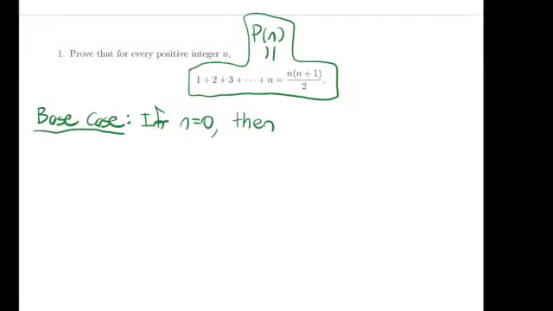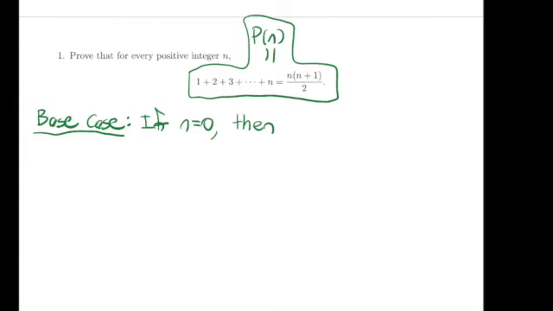So now you can see this, I hope. Yeah, so P of n, right, is just this entire statement up top. And so the base case we're going to consider here is, let's consider n equal to 0. Then P of 0 is, sorry, not 0.